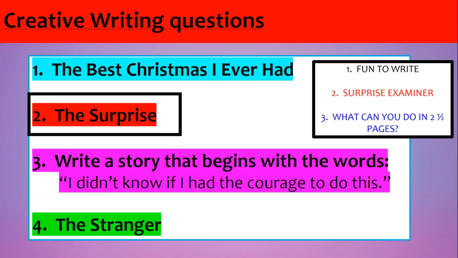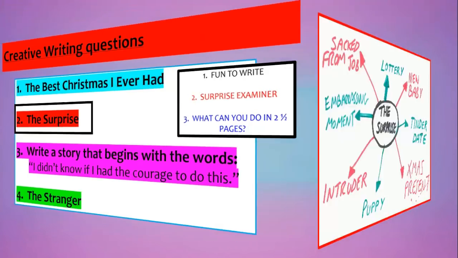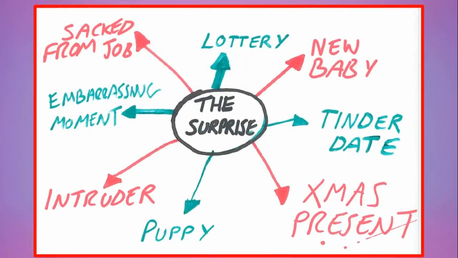Well, the first thing that comes out to me is the surprise. So what I'm going to do is I'm going to put surprise in the middle of my page. I'm going to do a little spider diagram, and I'm going to think to myself, well, what are the stories that I could do that are about a surprise? So all the different permutations.